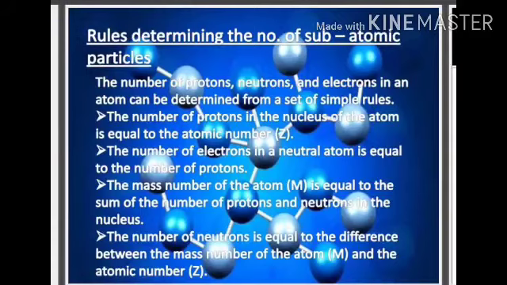There are some rules which determine the number of subatomic particles. The number of protons, electrons, and neutrons in an atom can be determined from a set of simple rules. The number of protons, as already described, in the nucleus of an atom, is the atomic number of an element. The number of electrons in a neutral atom is equal to the number of protons, and the mass number of an atom is equal to the sum of the number of protons and neutrons in the nucleus. The number of neutrons is equal to the difference between the mass number of the atom and the atomic number.